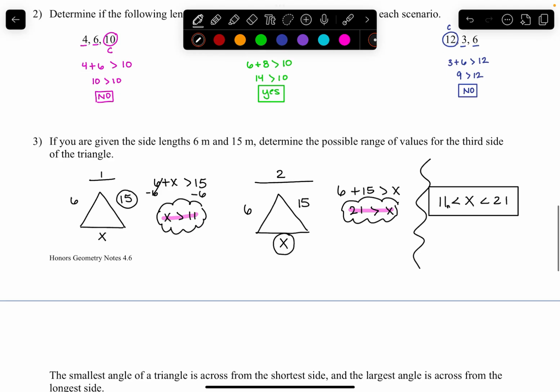Now this one actually does have units, so I should stick units in there, but that's how you would do that problem. Okay? Draw your two scenarios, get your two individual inequalities, put them together into a compound inequality.